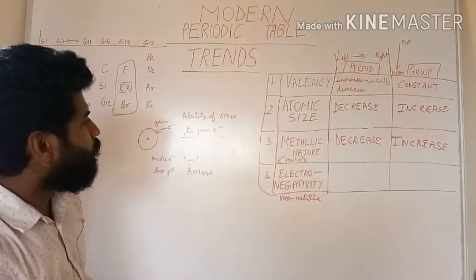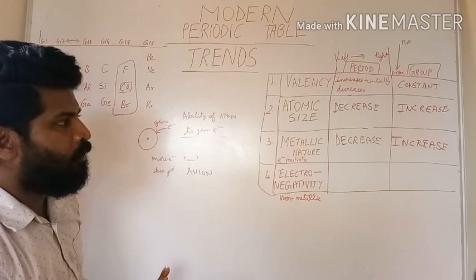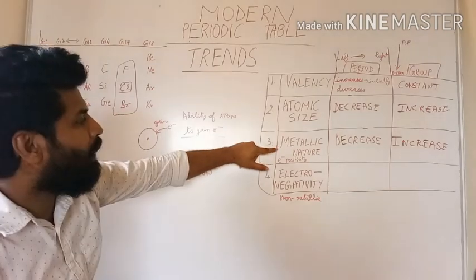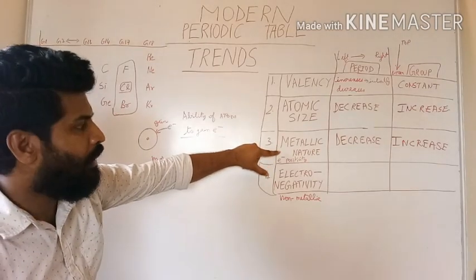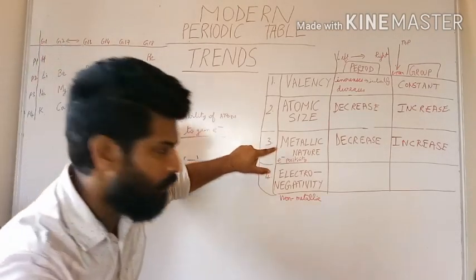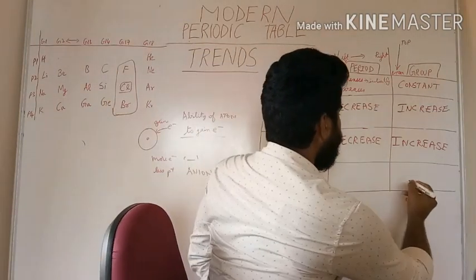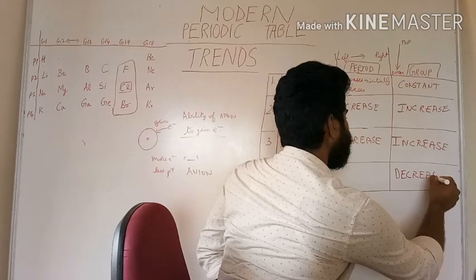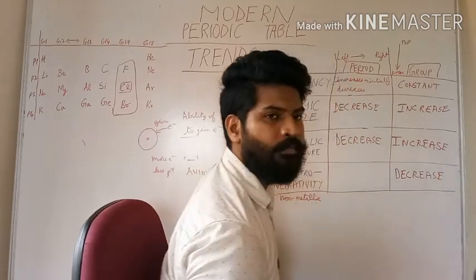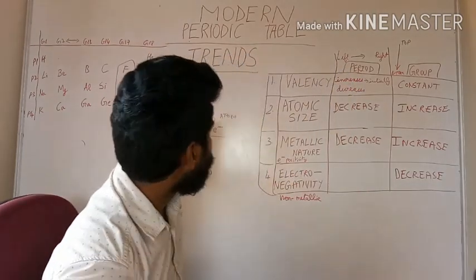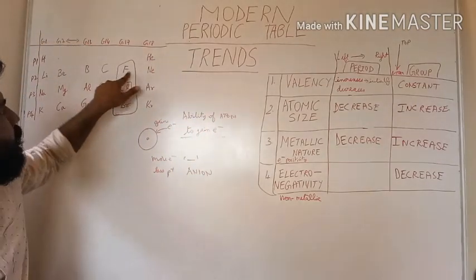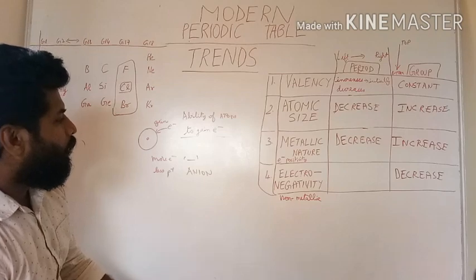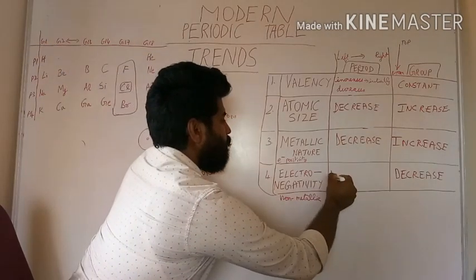In a group, it is very clear. As we go down the group, metallic character will increase, which means electropositivity is increasing, meaning electronegativity will decrease. In a period, how does electronegativity change across a period? Electronegativity will increase.